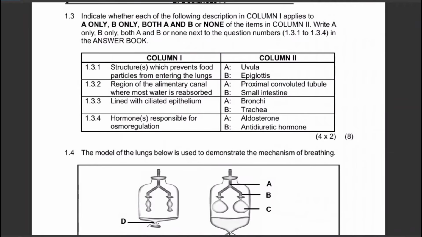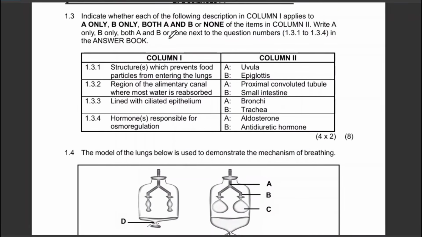Indicate whether, lovely questions. Indicate whether each of the following descriptions in column 1 apply to A only, B only, both A and B, or none. Now, this is a typical column 1, column 2, 1.3 question in life sciences. All tests and exams that you are going to write in life sciences will have this type of column A, column B, but we don't refer to it as column A, column B. We refer to it as column 1, column 2 in life sciences.